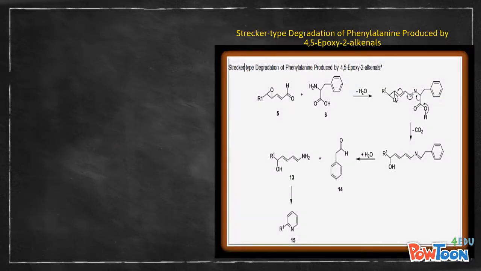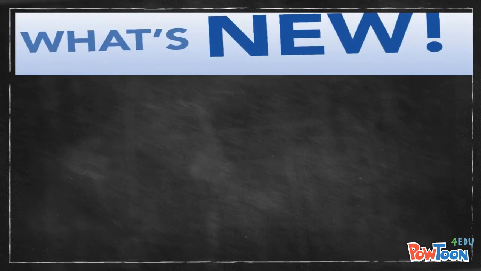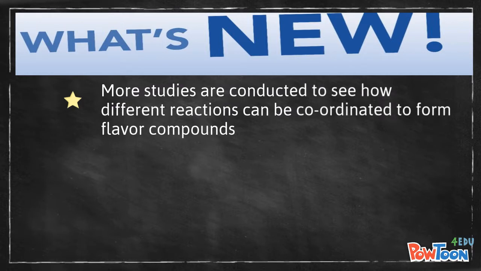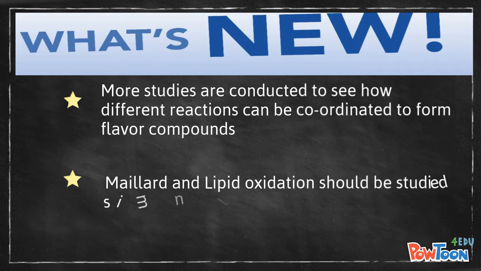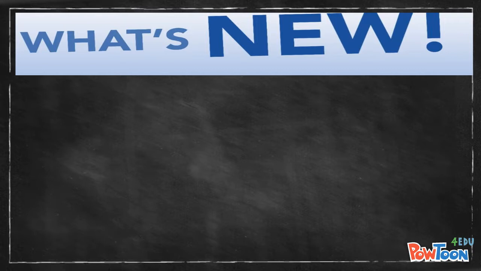The data in the study indicated that the Strecker-type degradation of amino acids is produced by some lipid oxidation products. Further studies are conducted to see how different reactions can be coordinated to form flavor compounds. There is evidence confirming the relationship between Maillard reactions and lipid oxidation reactions. The experiments on Strecker-like pathways in lipids suggest that both reactions should be studied together to understand the mechanisms in complex food systems.